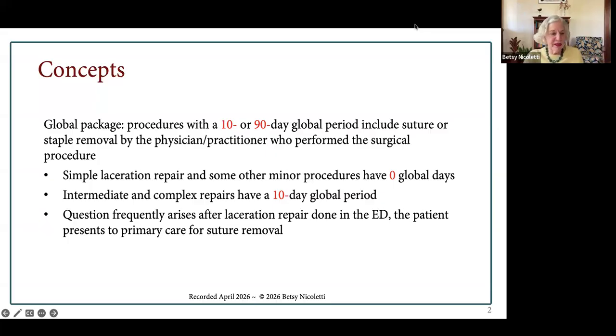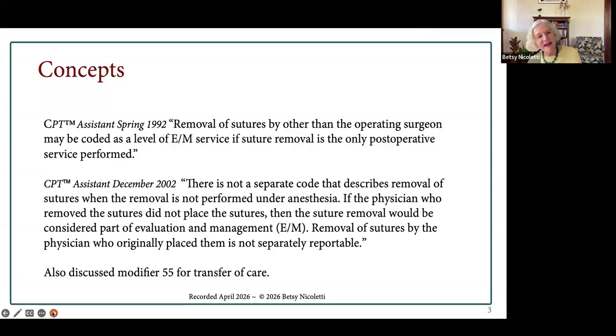So the patient goes to the ED, has a laceration repaired, and then presents to the primary care for suture removal. Can that be paid? So we look back at the CPT Assistant, and in the spring of 1992, they said, removal of sutures by other than the operating surgeon may be coded as a level of E&M service if suture removal is the only post-operative service performed. That is, they're not taking over the care. They're not doing all the post-operative care. They're just taking out the stitches.